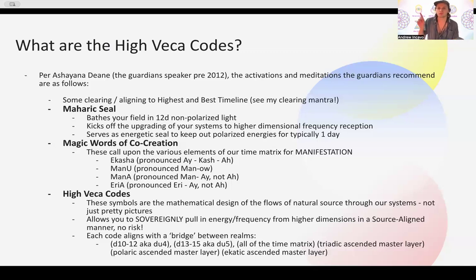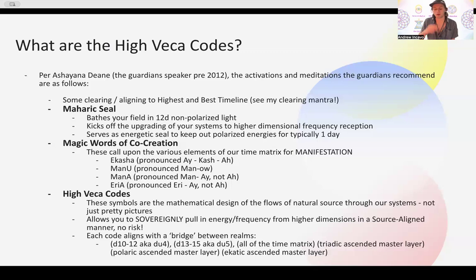So we have, I'm just going to go through these. This is our Veca code. That bridges, this stands for dimensions 10 through 12. The one behind my head here is a Tribeca code, dimensions 13 through 15. This is for the Akasha, for the entire time matrix, the entirety of it. And then we have the Kushar, which is going to be for the triadic ascended master layer. And then we have the polaric ascended master layer with our Druja. And then the one behind me, I'm not going to move fully, is for the polaric layer.